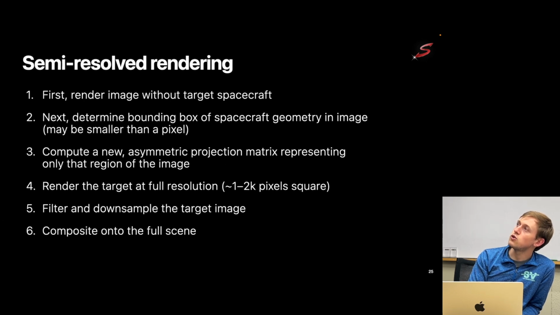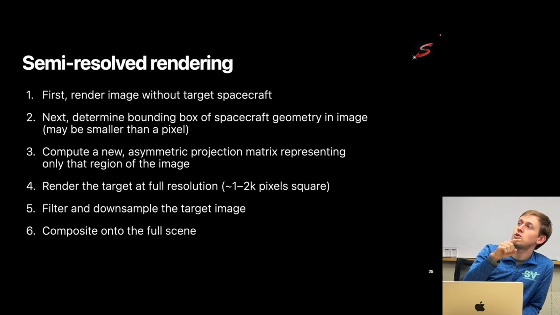So the new method for semi-resolved rendering that I've been playing with consists of these 6 steps. First, we render the image without the target spacecraft at all. So you can do the stars, whatever other background you want, but you render the sky and the stars using the techniques we already have. Then you determine the bounding box in the image subpixel, less than a pixel. It doesn't have to be pixel aligned, just like physically where is the bounding box of where the spacecraft geometry should be.